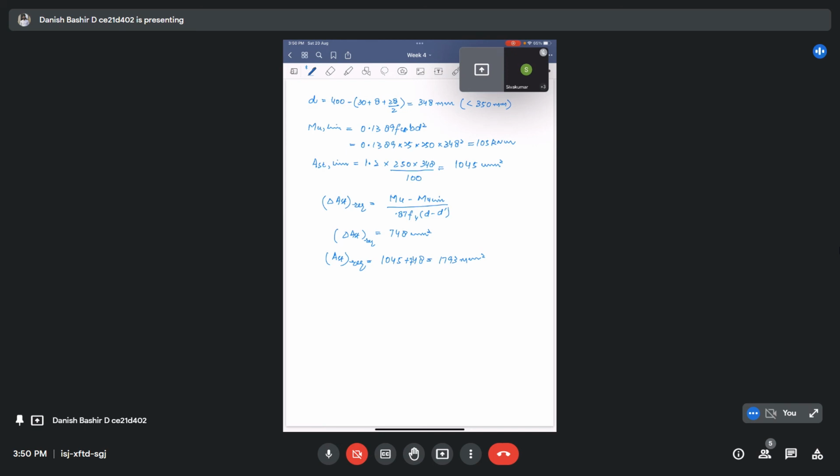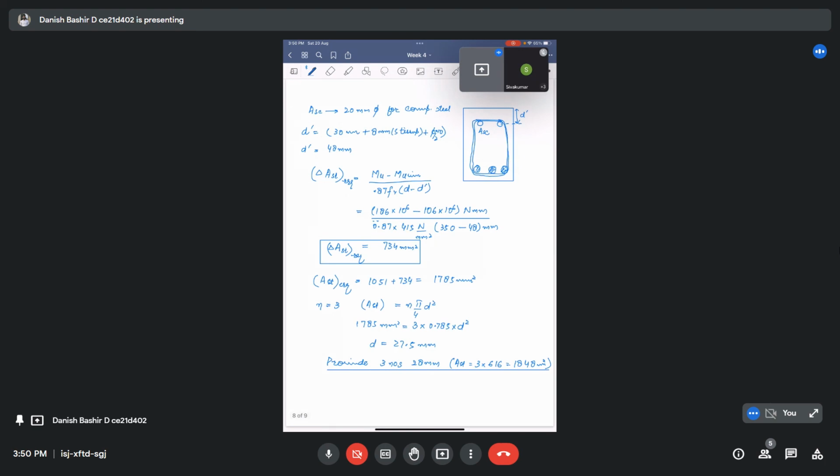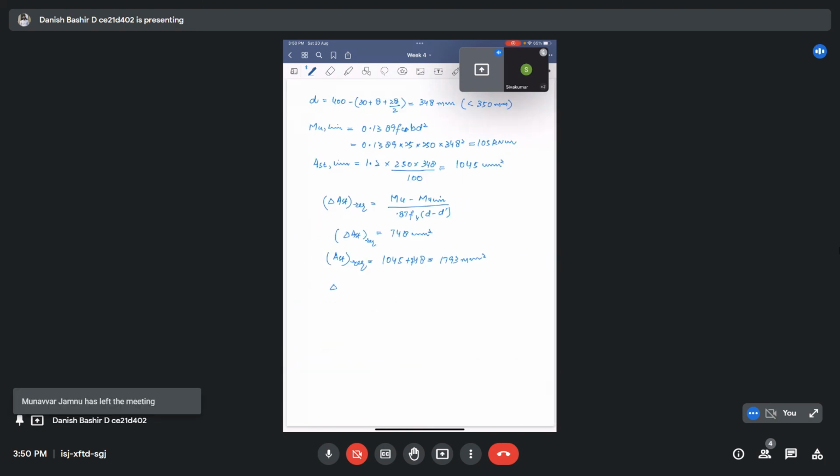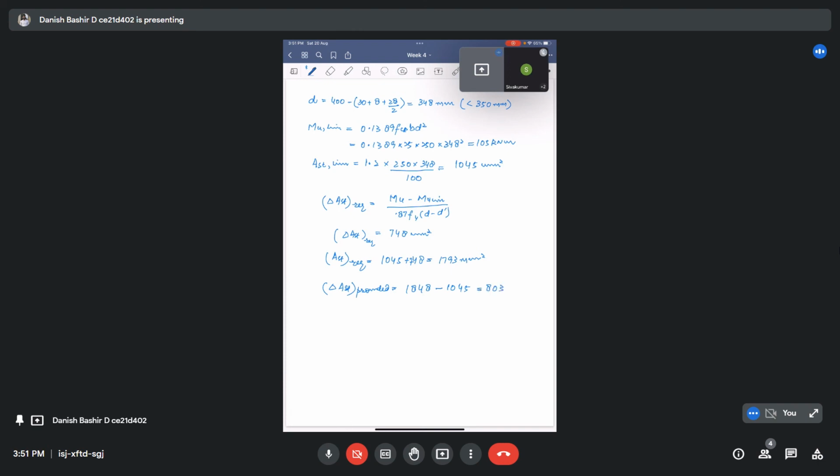So we provided this amount of steel, 1848 mm square. So the actual delta AST that we provided will be 1848 minus the limiting AST, 1045. It will be equal to 803 mm square.